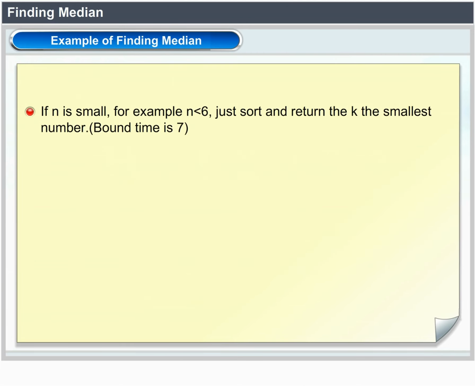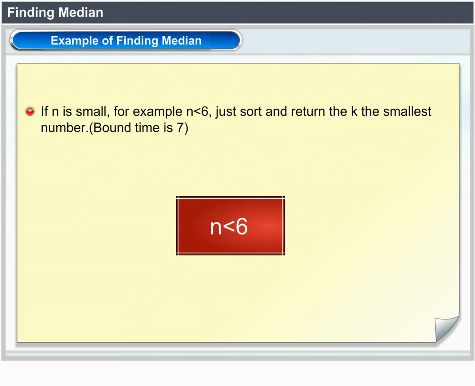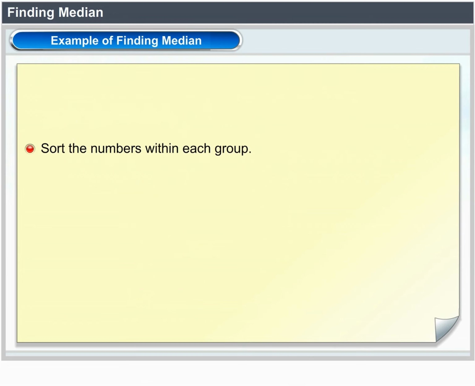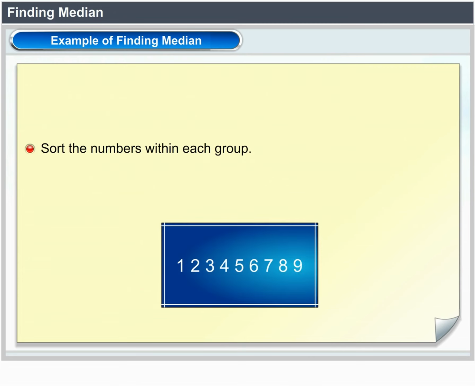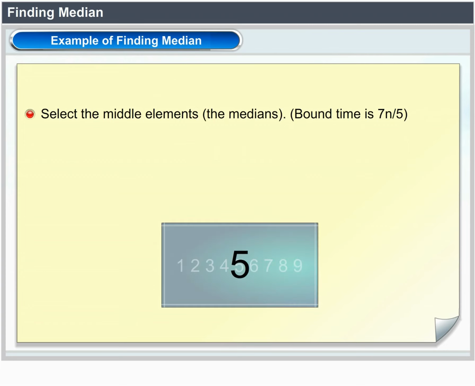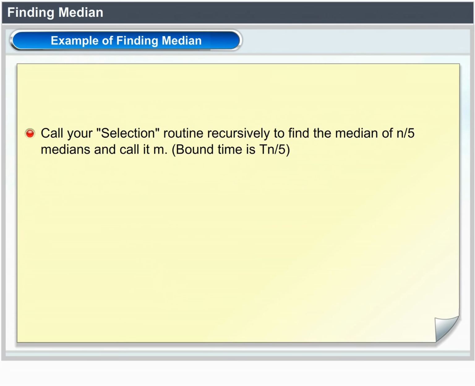If n is small, for example n less than 6, just sort and return the kth smallest number. Bound time is 7. If n greater than 5, then partition the numbers into groups of 5. Bound time is n by 5. Sort the numbers within each group. Select the middle elements, the medians. Bound time is 7n by 5. Call your selection routine recursively to find the median of the n by 5 medians and call it m. Bound time is T of n by 5.